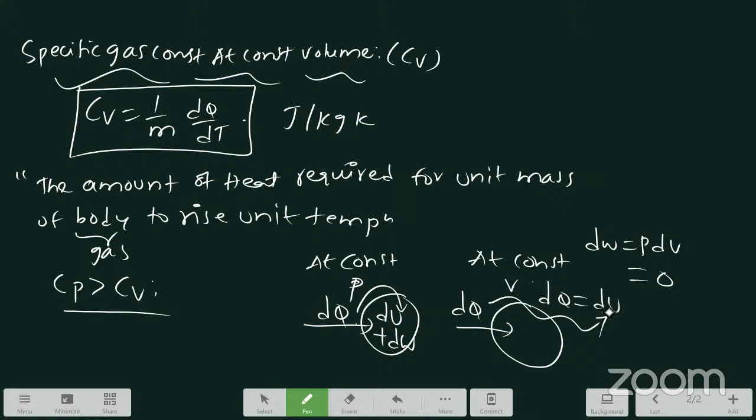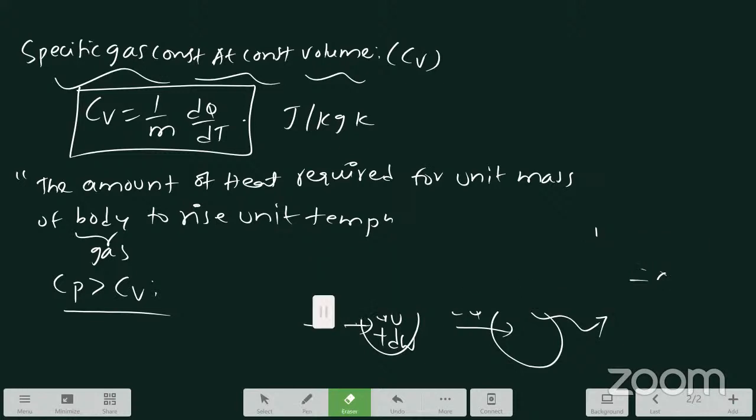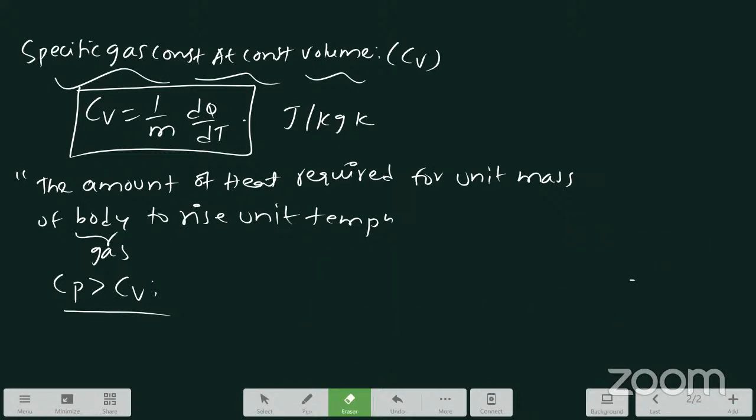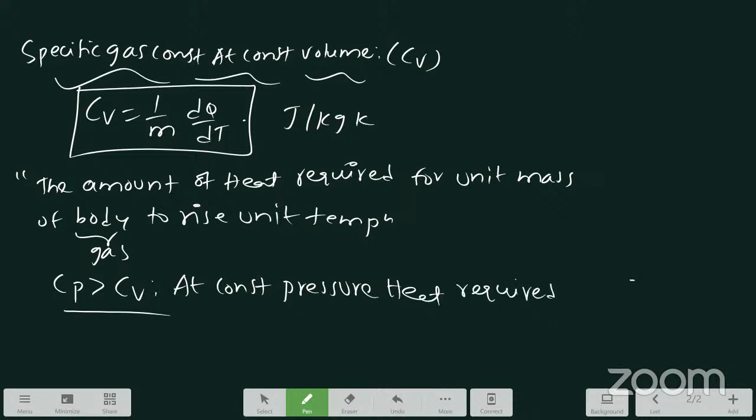That's why Cv and dq are both directly proportional. We are writing it like this, just a single point. See, at constant pressure, heat is required for the body to increase internal energy and external work.